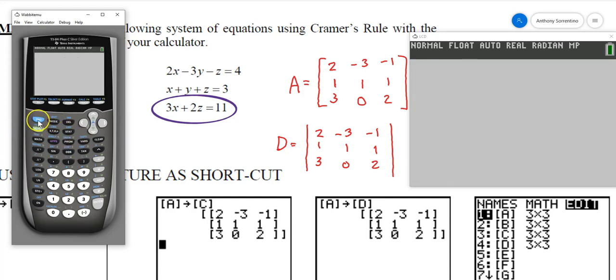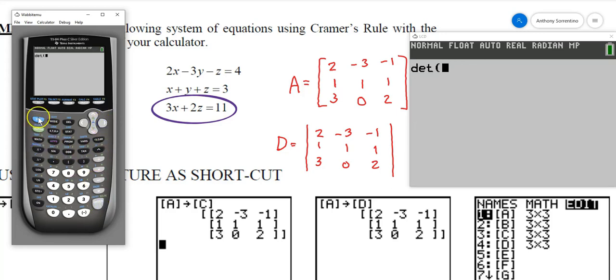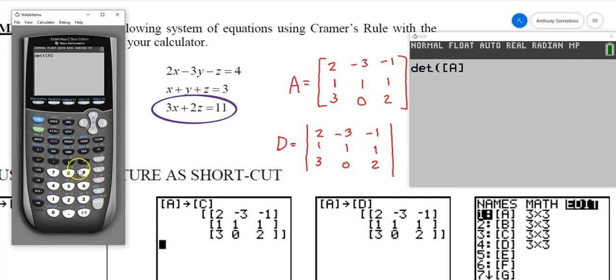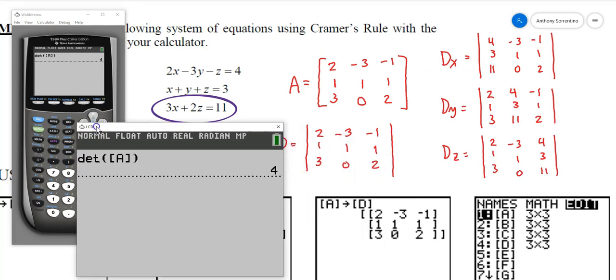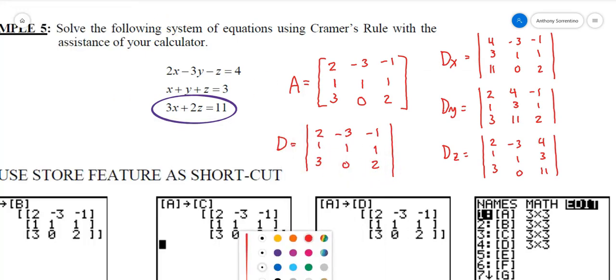So now what I could do is second matrix, find my determinant, and then say second matrix again, and do matrix A. And so I get the determinant of matrix A to be 4. So I'll just write that here. It's going to disappear for a second.